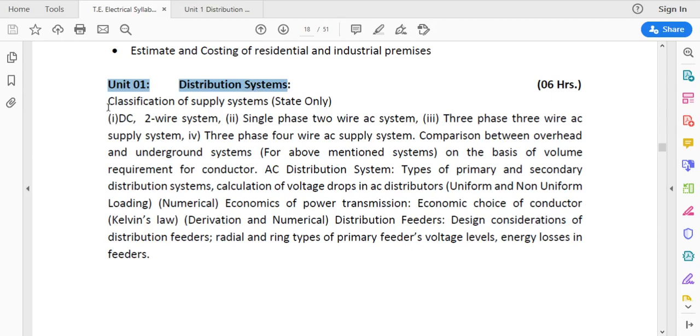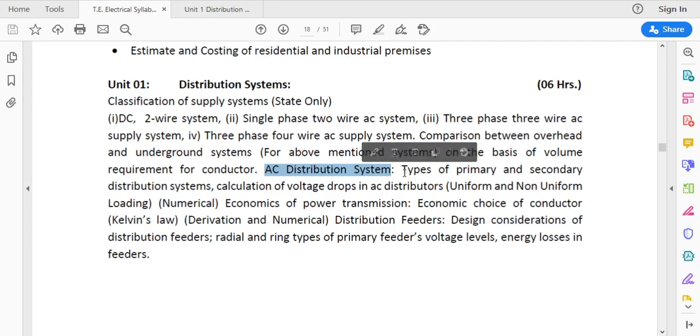So today we will take the important concept that is called classification of supply system. There are various classifications under this. DC 2-wire system is there, single phase 2-wire AC system is there, 3-phase 3-wire AC system is also there, and we are using 3-phase 4-wire AC supply system. After that, we are interested in the comparison between the overhead and underground systems on the basis of volume of requirement of conductor. Then we will discuss the AC distribution systems.